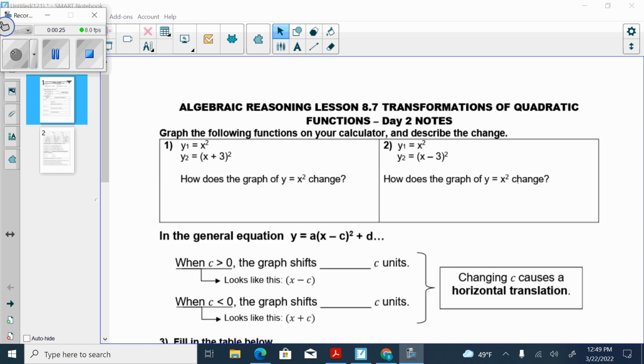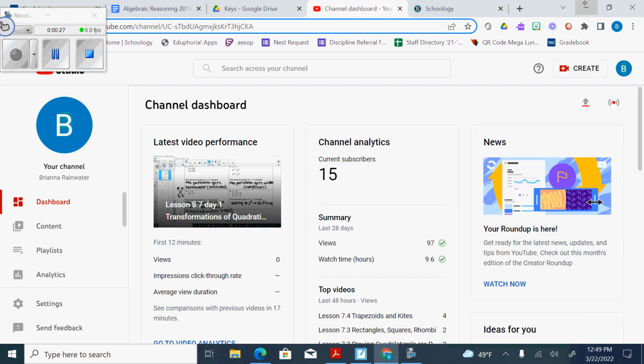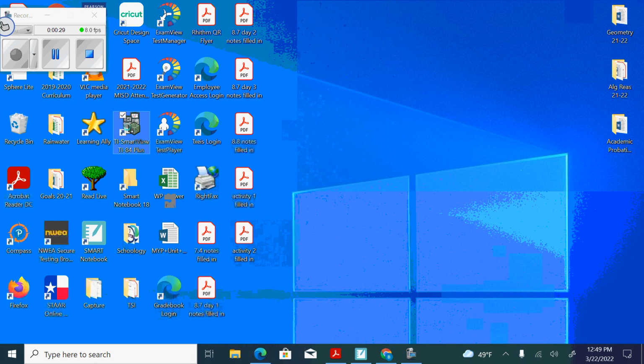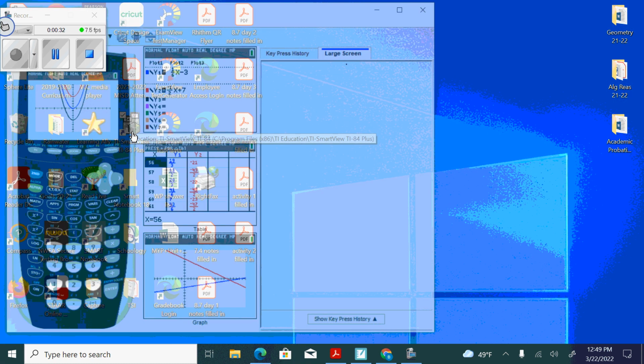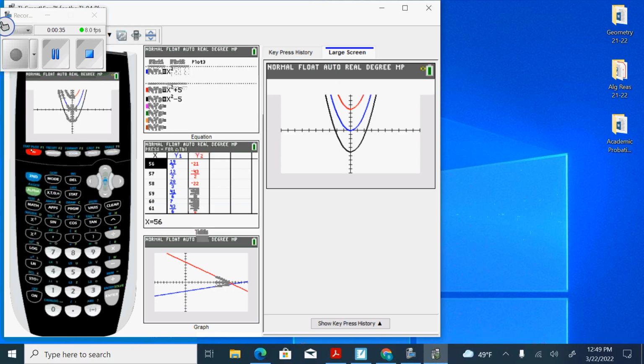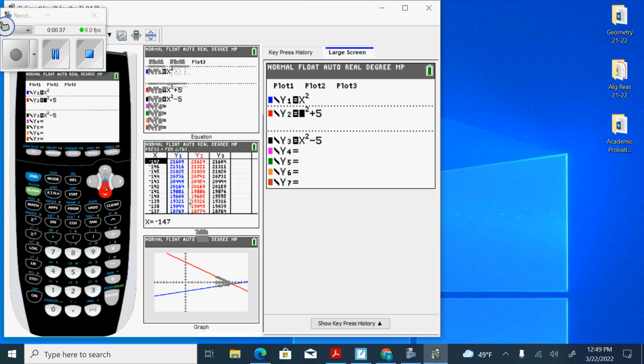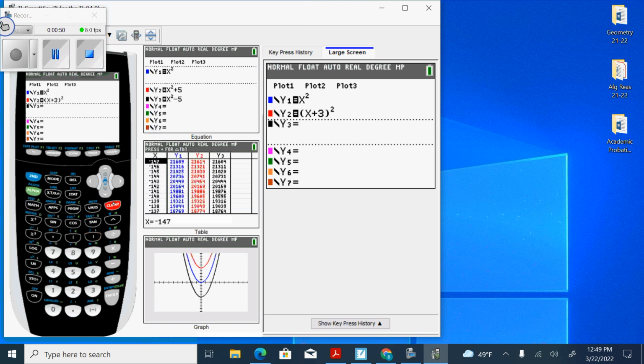So in my graphing calculator, I'm going to type in the two equations that they gave us. In my y1, I'm going to leave it as x squared. But in my y2, I need to type it just like they did. So I do open parenthesis, x plus 3, close parenthesis, squared. And then I'm going to clear out what I have in my y3. Okay, so I graph those.